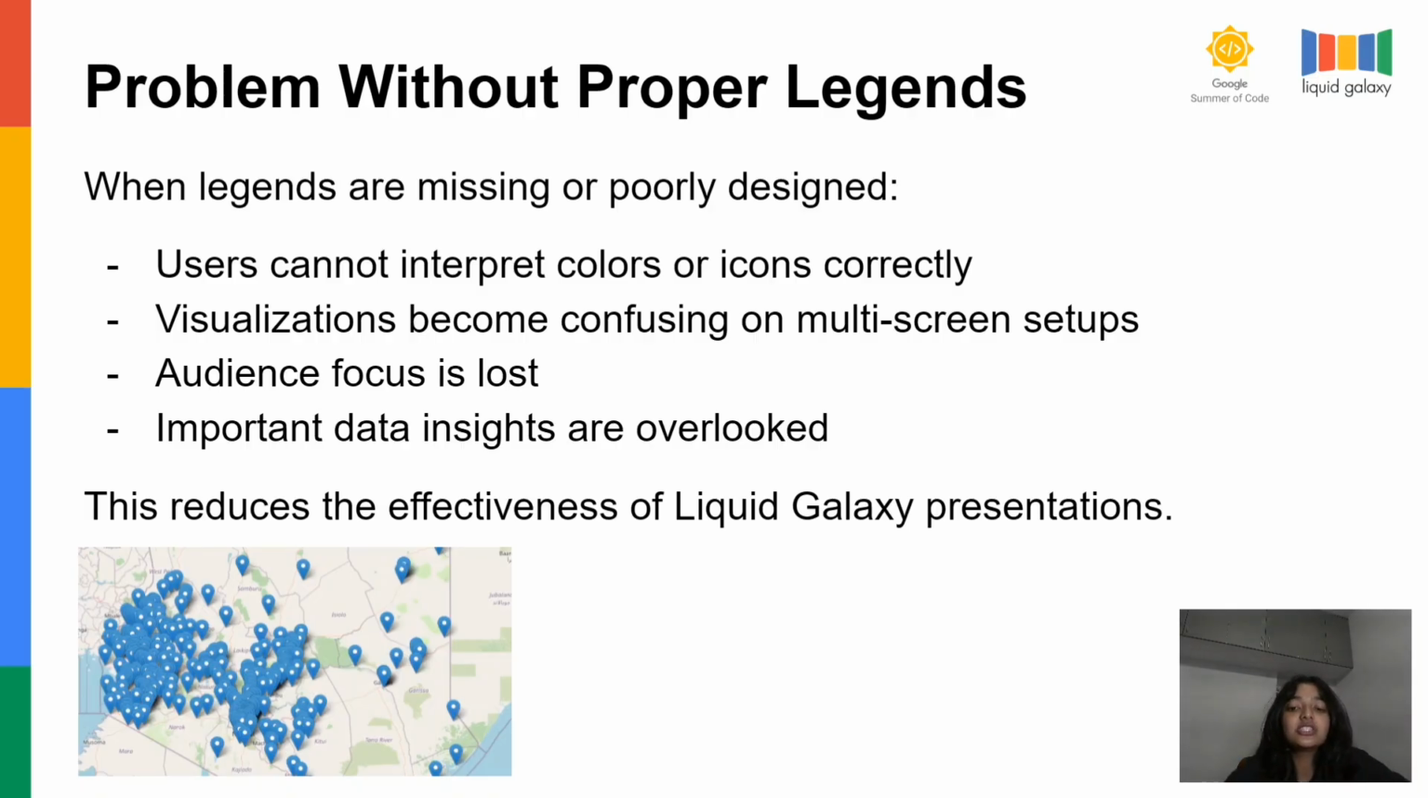Different interpretations start forming. This creates cognitive overload. In multiple screen setup like Liquid Galaxy, users may look at a different screen simultaneously. The legend might not be visible centrally. The scale of the data increases dramatically. Without proper legend support, audience focus is lost. Data insights are overlooked. The visualization becomes decorative rather than informative.